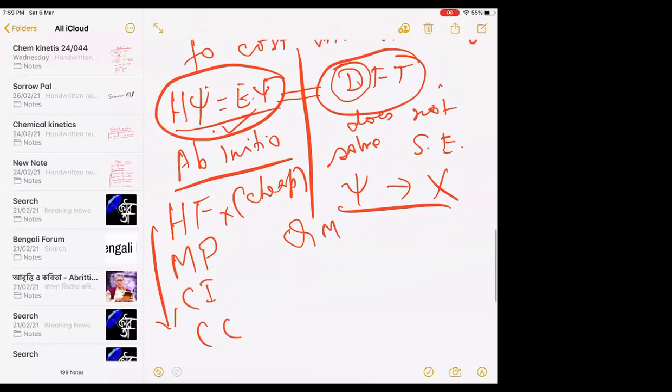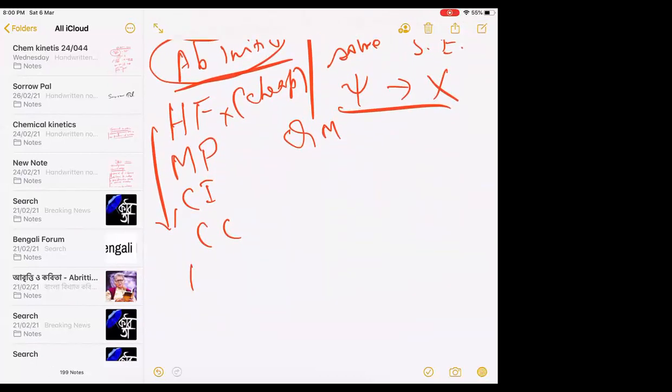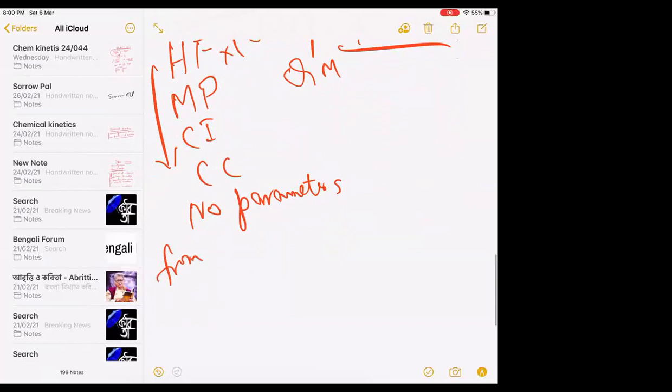Many people consider that you are solving H psi equals E psi, hence it is exact. It is not. First of all, each of them also works under a basis set. I already told you. So that is anyway not exact, the basis. I will tell you later how the basis set is derived. So they are not exact, but they are from the beginning, which means no parameters from experiment are used.